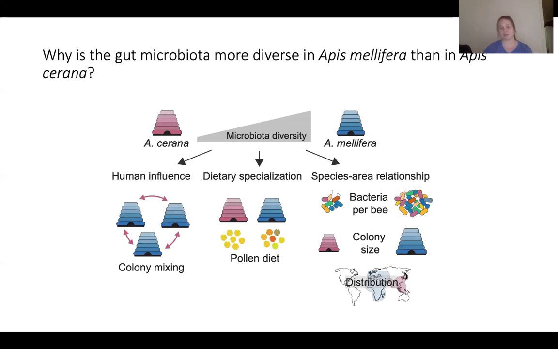But in our system, we do know that there are more bacteria in the gut for Apis mellifera compared to Apis cerana in each individual. And as stated, we also know that they make different size colonies. And there are differences both in their native range and in their current geographic distribution.